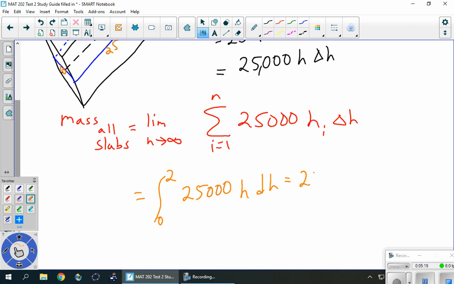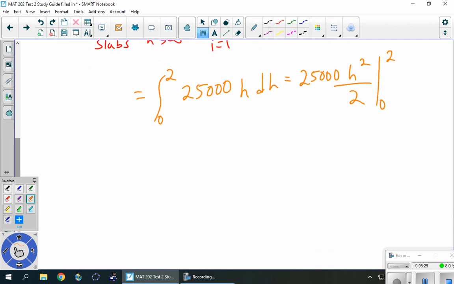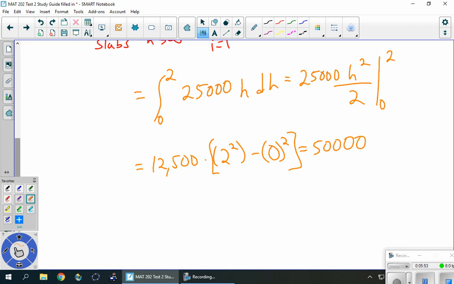Okay, so here we go. 25,000 h squared divided by 2, going between 0 and 2. So that is equal to, the 25,000 over 2 reduces to 12,500, and then the h squared is really a 2 squared, and then minus the 0, which is also getting squared. I'll put the 12,500 on the outside of the whole thing. So anyway, 4 times 12,500 is 50,000. And this is a mass, so it is 50,000 grams.